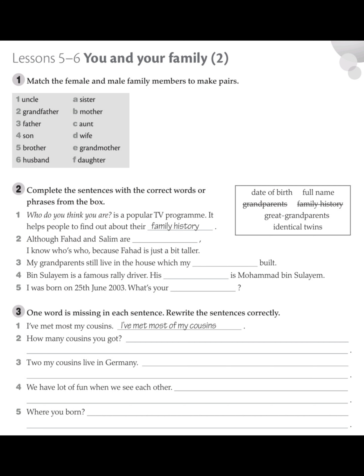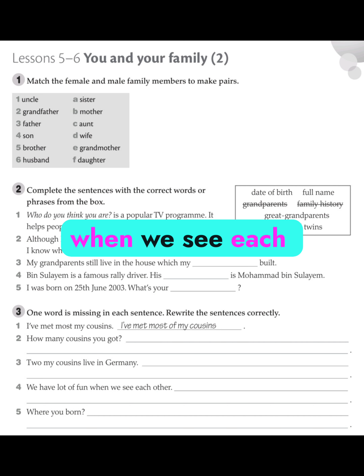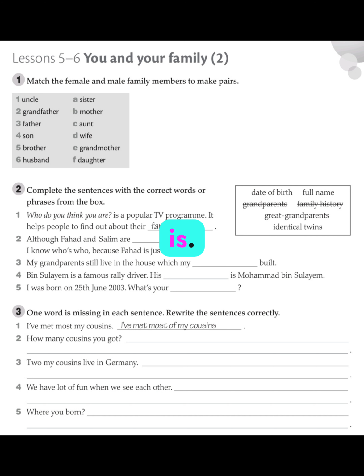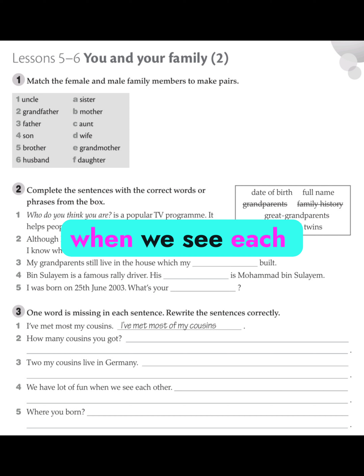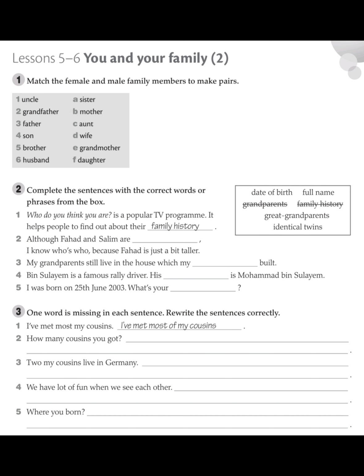Sentence 4. We have lot of fun when we see each other. The correct sentence is, we have a lot of fun when we see each other. Sentence 5. Where you born? The correct sentence is, where were you born?